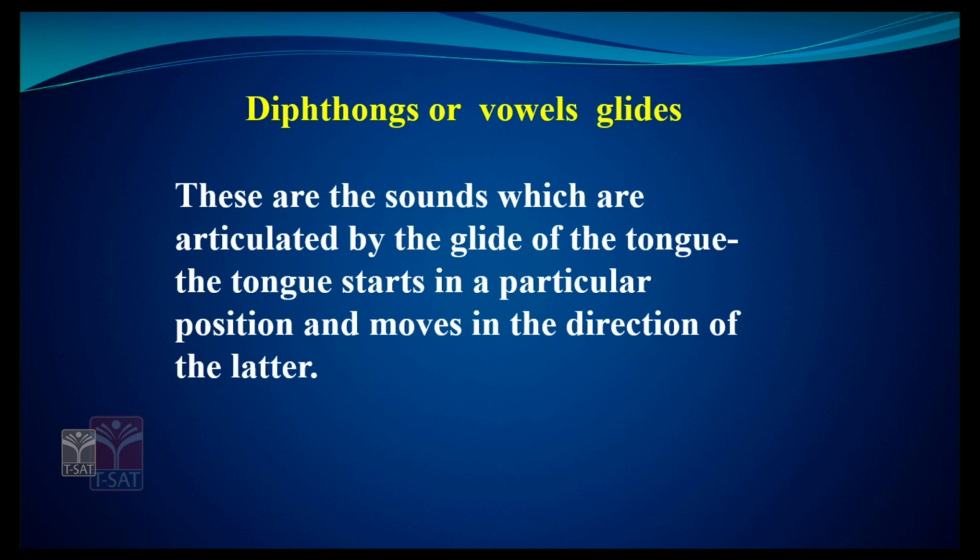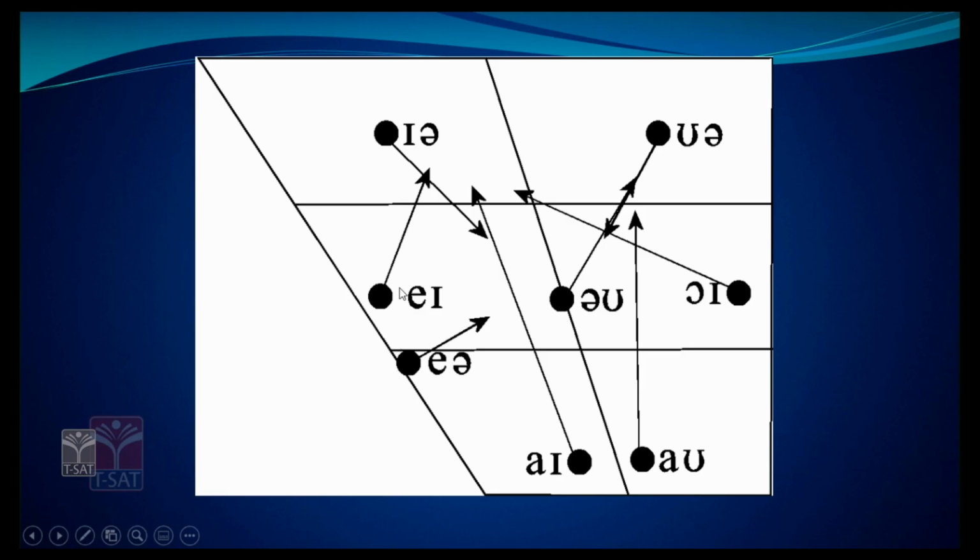But when you come to diphthongs, it is totally different. These are the sounds which are articulated by the glide. That means the tongue starts its position at a particular vowel sound and shifts to another vowel sound. So, this is what we call the glide. So, these are the glide vowels, as in A moves to E and it makes A, and A glides towards E as in I, and O moves to E as in I.